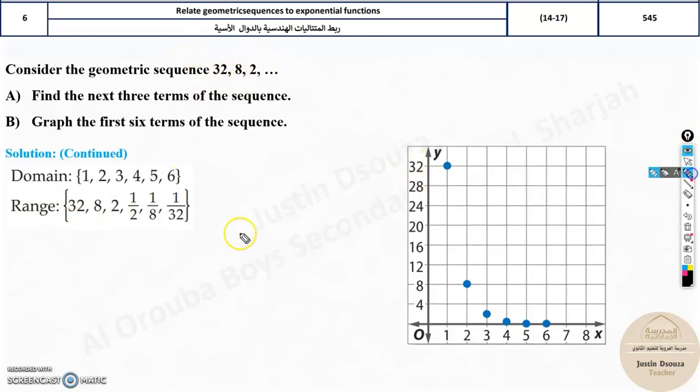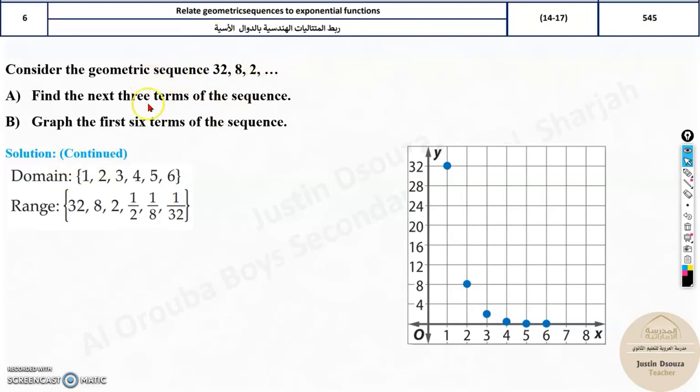Now, when you graph them, look over here. This was a huge value, 32 at 1, but then it drops down because you're multiplying by a quarter, 8, and then it's down, down, and this gives you an exponential function graph. So that's it. So this is how we solve it. Very basic, very simple. All you need to do is find the next terms and then graph them up. That's it. Remember, the domain always starts from 1, 2, 3.